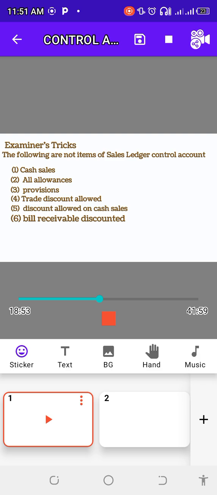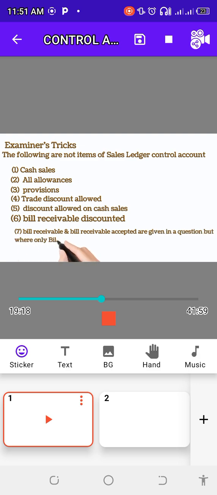Discount, that is number 5. Discount allowed on cash sales are also not to be taken into cognizance. It is only discount allowed on credit sales that should be taken into cognizance. Bill receivable discounted should also be ignored. Bill receivable discounted is a financial cost.